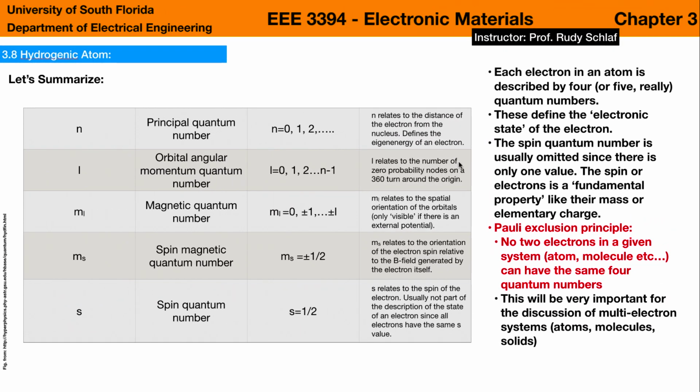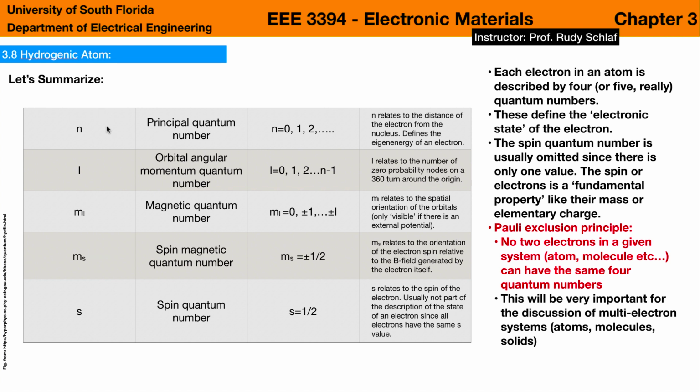So it's time to summarize what we know about the quantum numbers to define an electron state in a hydrogenic atom. We have 4 quantum numbers that are used to describe the electron state. The 5th one, the spin quantum number, is usually omitted because all the electrons have the same value, so it's not really interesting for distinguishing between the electron states in an atom. So let's go through those 4 that are important.